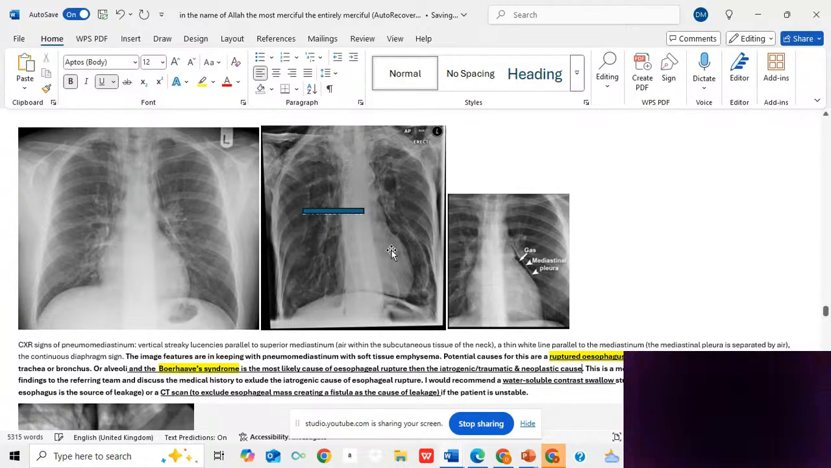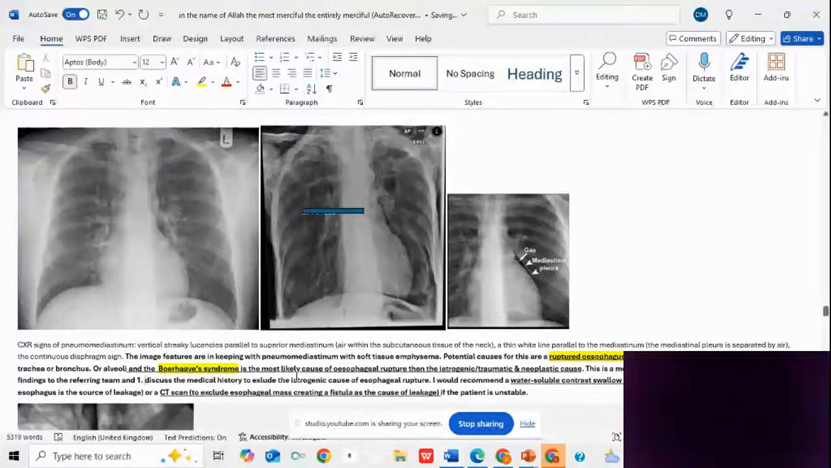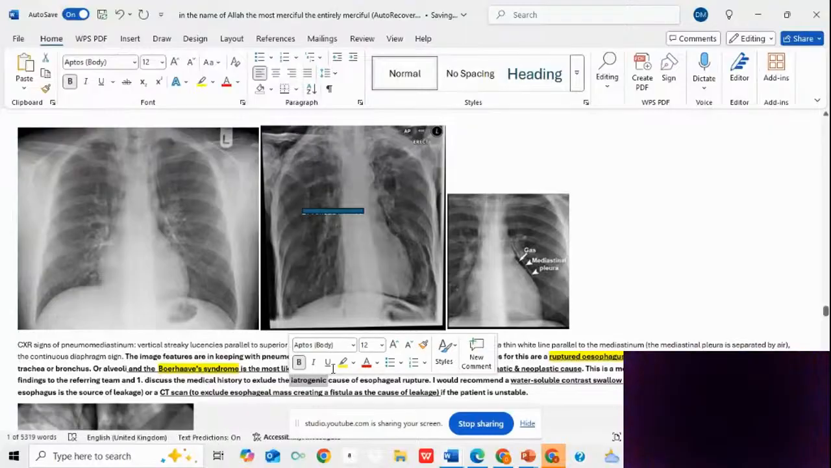So, pneumomediastinum is considered a medical emergency, and I would urgently convey the finding to the referring physician and discuss. Okay, so you need to know that you first need to discuss the medical history to exclude the iatrogenic cause of esophageal rupture.